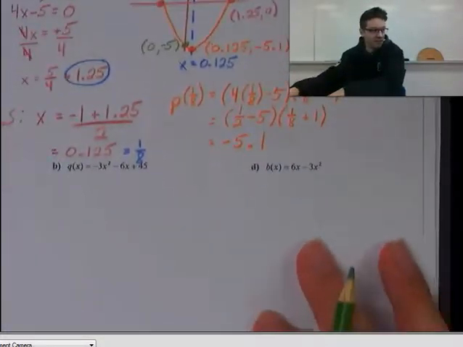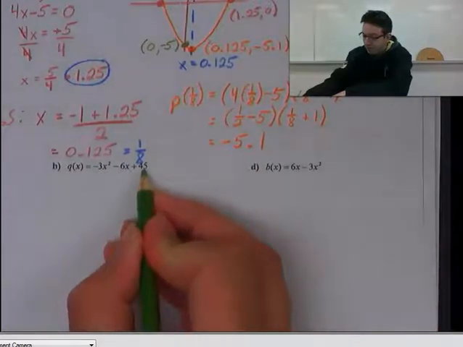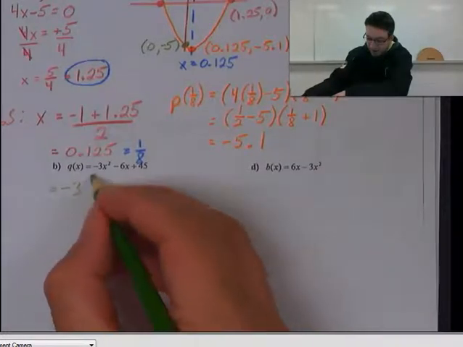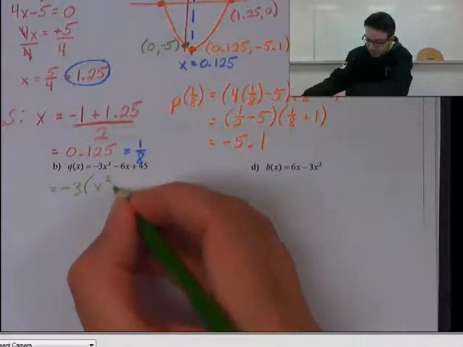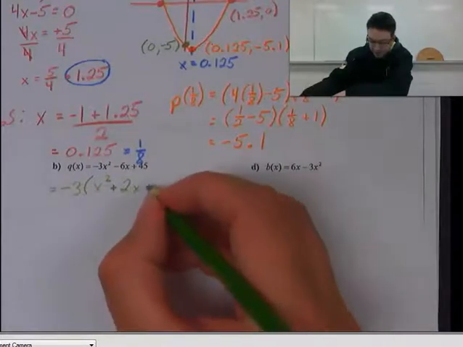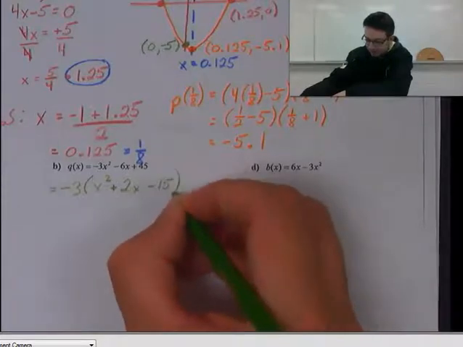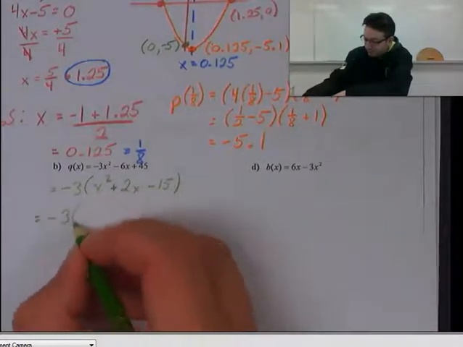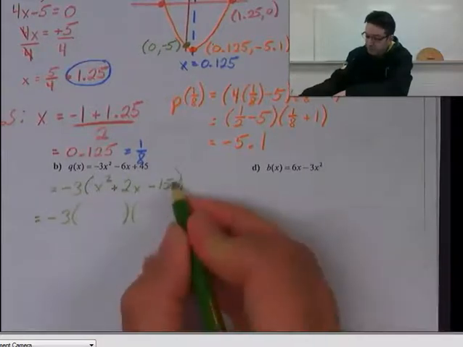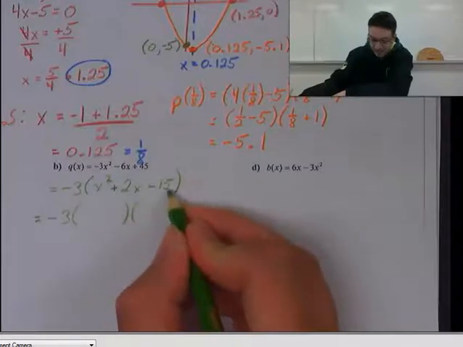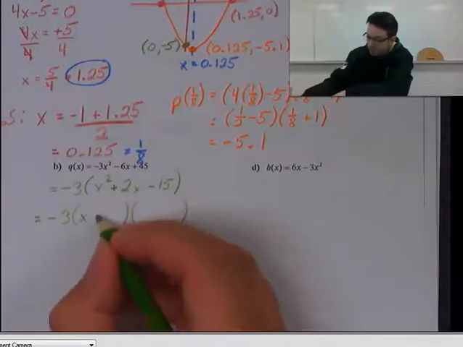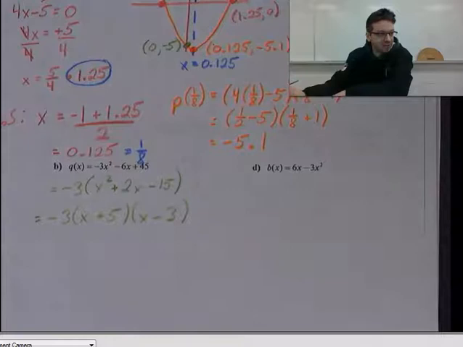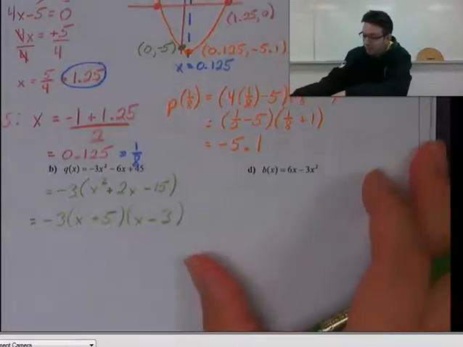So all of these are divisible by 3, and I want to get rid of that negative. So I'm going to pull out a negative 3. Now I'm left with x squared plus 2x minus 15. So now I need to factor. This is now a simple trinomial. I need to find 2 numbers that multiply to give negative 15 and add to give positive 2. Those 2 numbers are 5 and negative 3. So now I have it in factored form. I'm going to help you factor the other ones, and then I'm going to let you try these questions on your own.